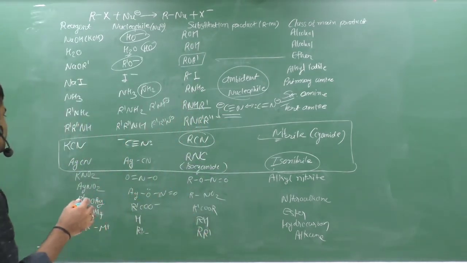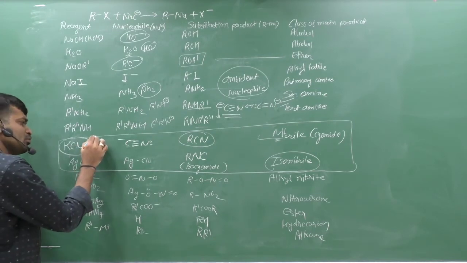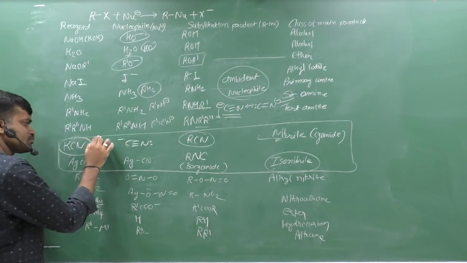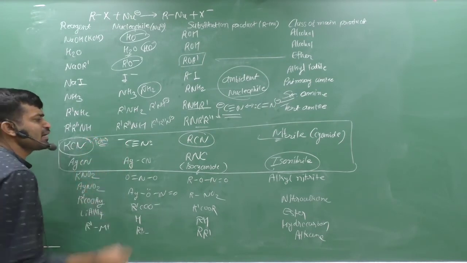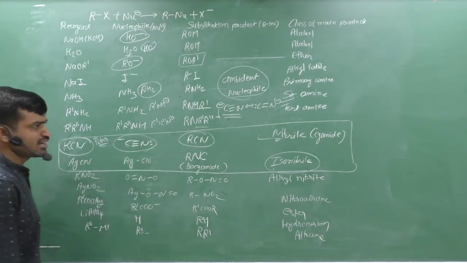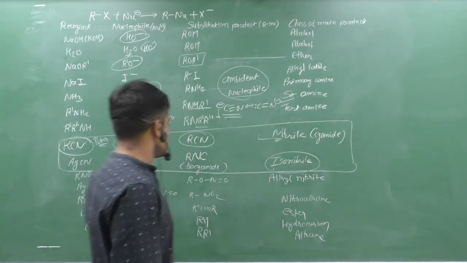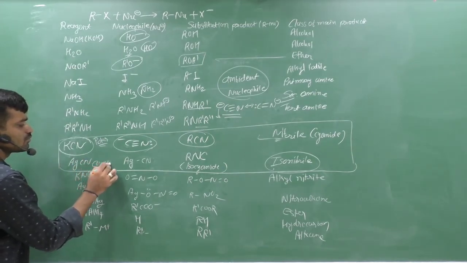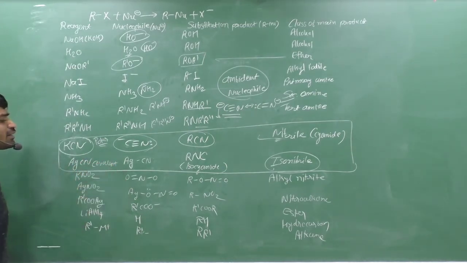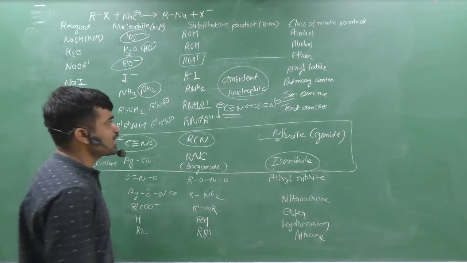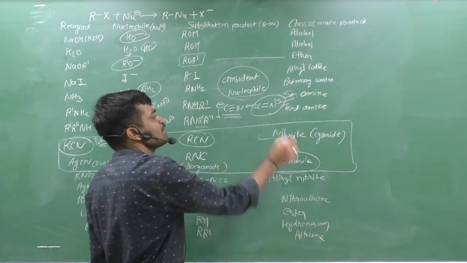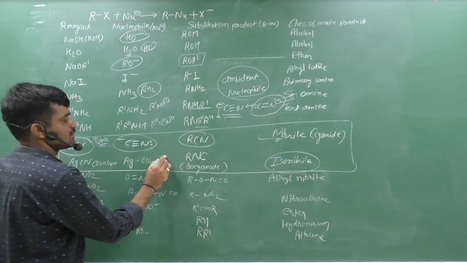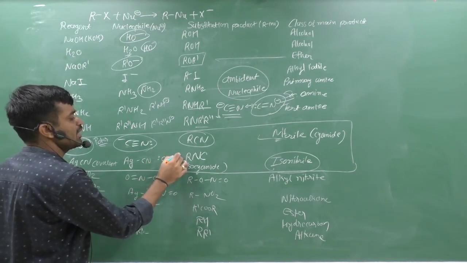Remember that KCN is a polar molecule. And due to its polarity, it can supply cyanide, and we can get the cyanide as a main product. But if you use AgCN, it is not polar, it is covalent. Due to its covalent nature, it can supply this nucleophile: C lone pair, double bond N minus.